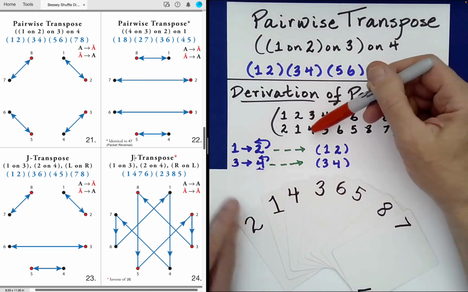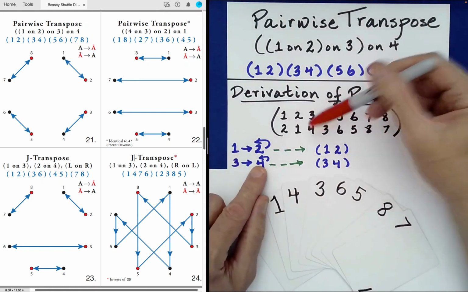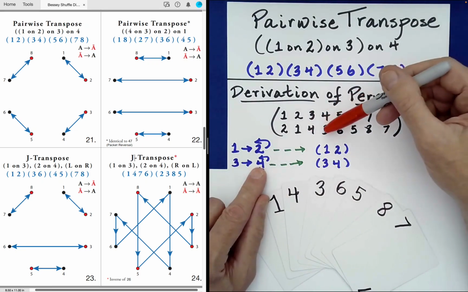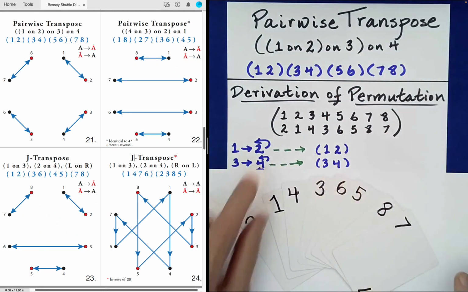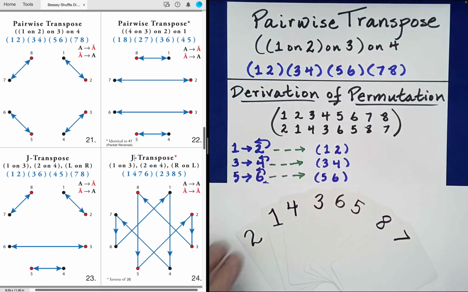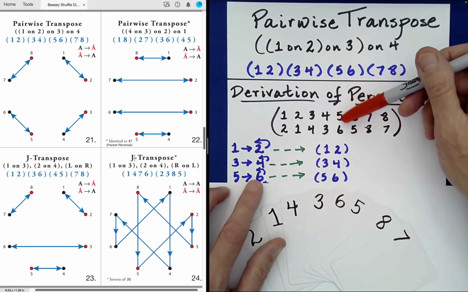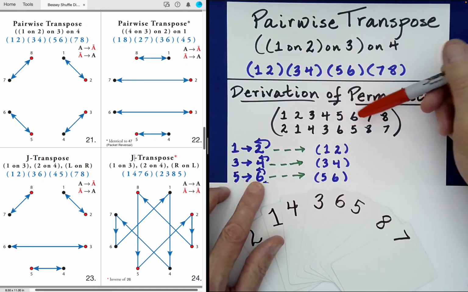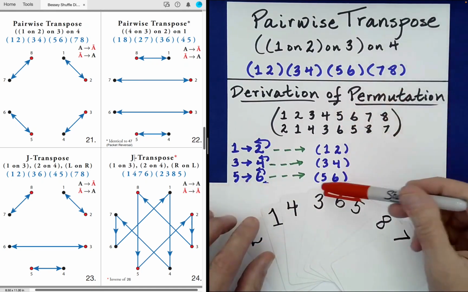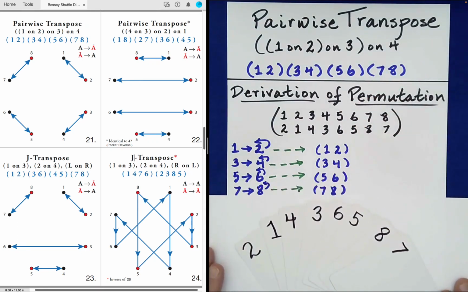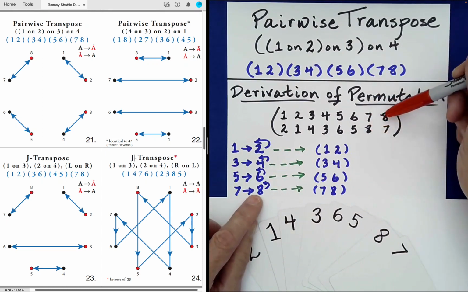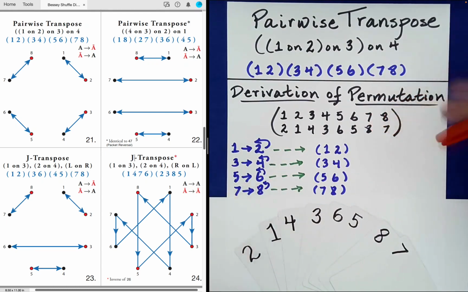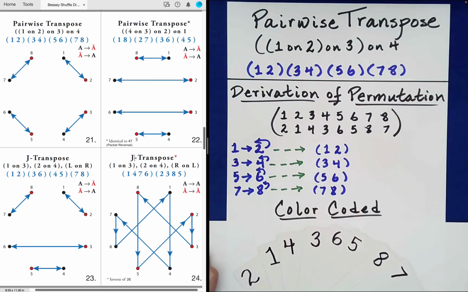3 goes to 4. So I have an arrow from 3 to 4. And then 4 goes to 3. So it wraps around, completing a second 2-cycle, or a second transposition. What about 5? 5 goes to 6, and then 6 returns back to 5. So we get a third transposition. And finally, 7 is sent to 8, and 8 goes to 7, so it wraps back around. So we get our fourth 2-cycle, or our fourth transposition.